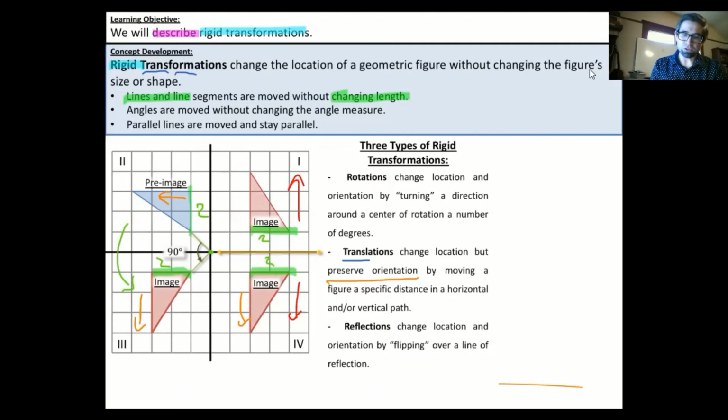And let's also bring up the fact about the angles. Angles are also moved without changing the angle measure, so the angles stay the same. So the best way to show you that is with where there are right angles. So let me erase a small little portion here. Give me some room. Okay, here is the right angles.